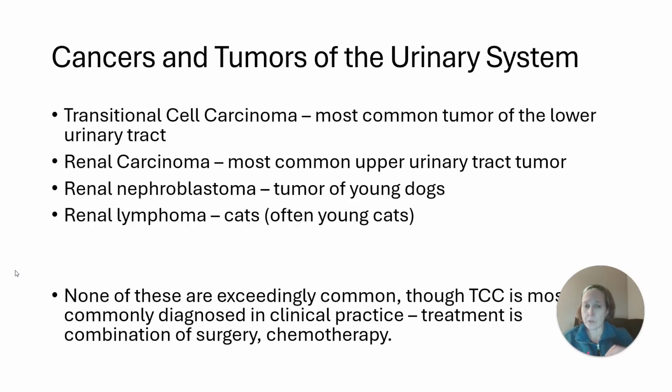There are cancers and tumors of the kidneys themselves. Renal carcinoma is most common, followed by nephroblastoma, which is generally a tumor of young dogs. Most things that have blast in them mean they're young in age. Or renal lymphoma, which is common in cats. None of them are super common, though transitional cell carcinoma is most commonly diagnosed in clinical practice.